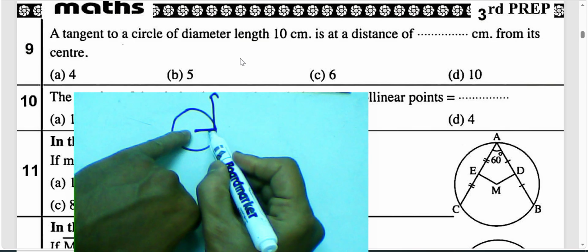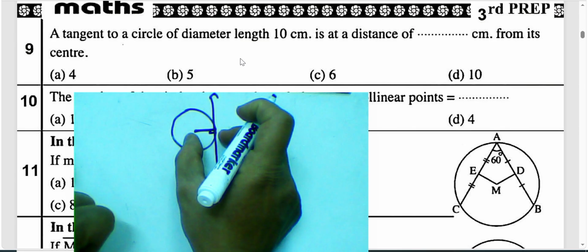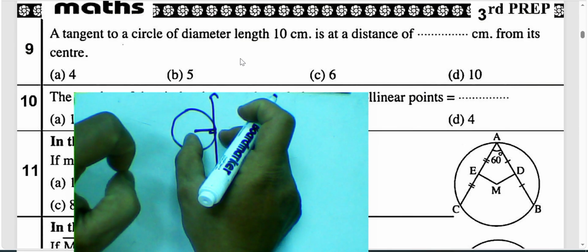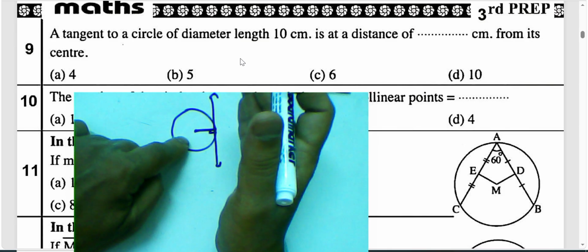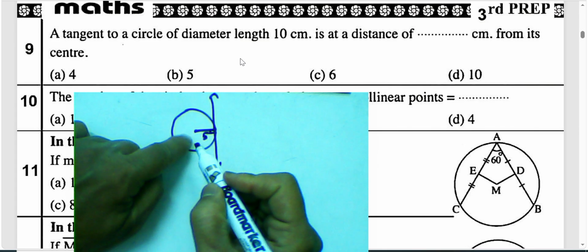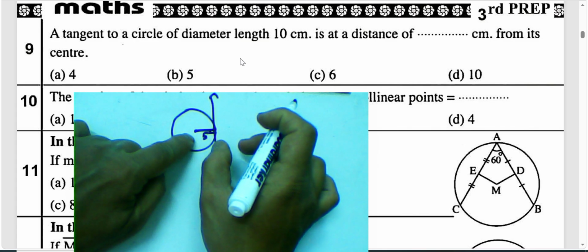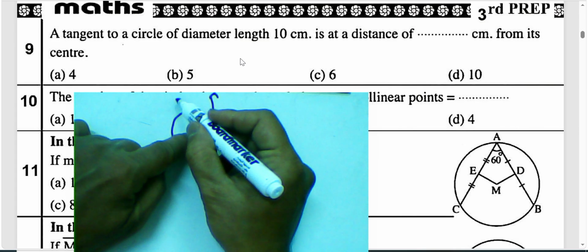This is the distance because the tangent is perpendicular to the radius. He asked about the distance between the center of the circle and the tangent. The circle has a diameter of 10 centimeters, so the radius will be 5 centimeters. Then its distance is 5 centimeters from its center. The result will be letter 5.